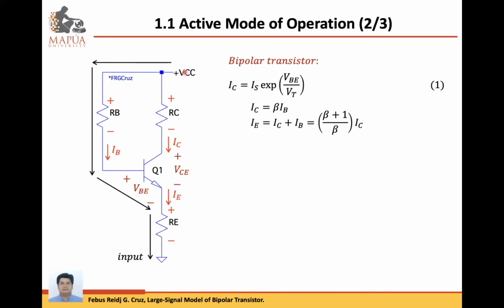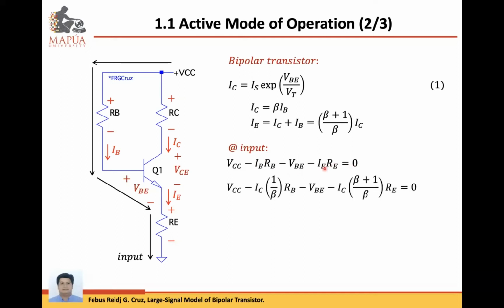So that would be VCC minus voltage drop minus IBRB and then minus VBE and then minus IERE. All right, so the input voltage equation would be VCC minus IBRB minus VBE and then minus IERE equal to 0. Then we can express the base current as well as the emitter current in terms of the collector current, using the beta parameter.